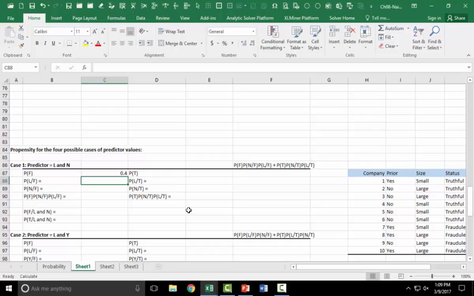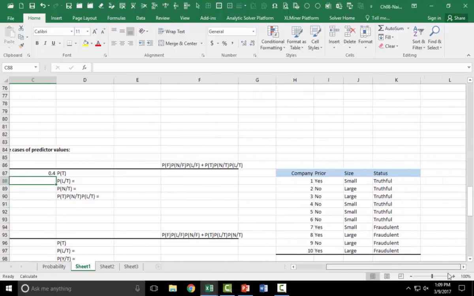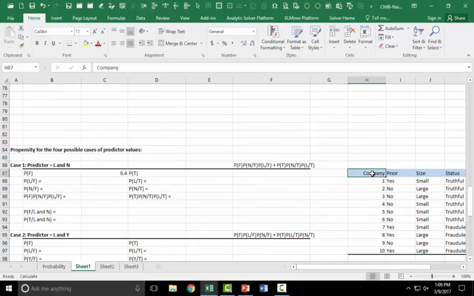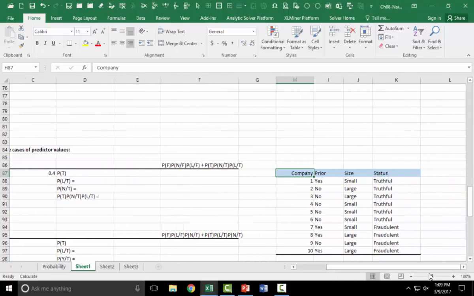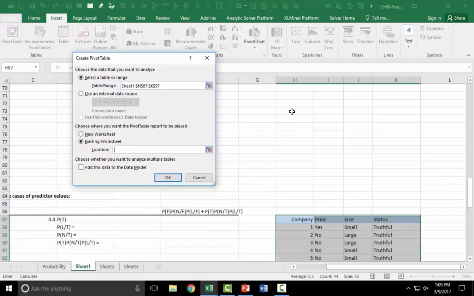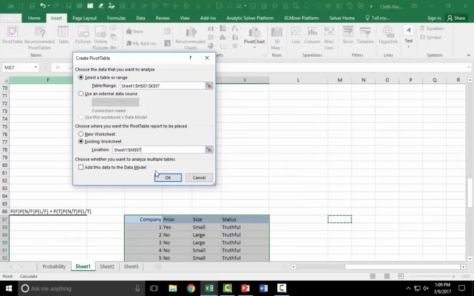So again, in a small data set like this, we can easily figure this out. Among the fraudulent, how many L's are there? It will be 3 over 4. But if you have a large data set, then it is better to prepare pivot tables. So I'm going to do 2 pivot tables. I'll put it here and then move it where I want it.